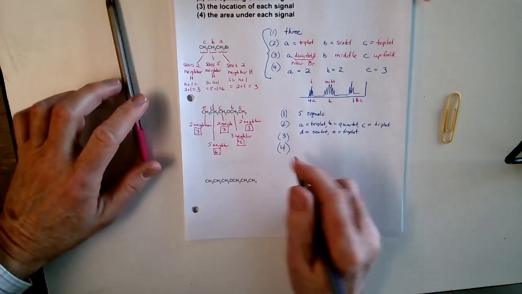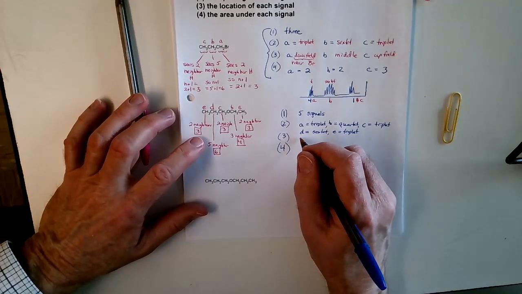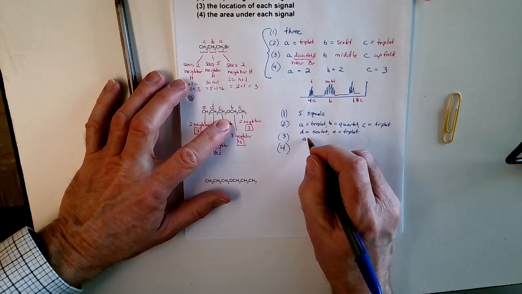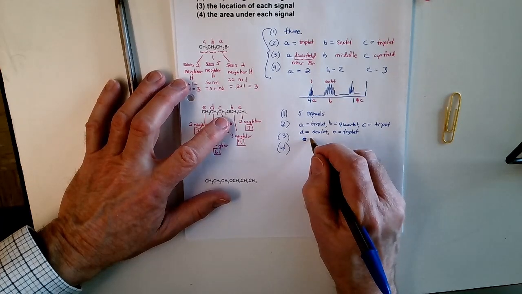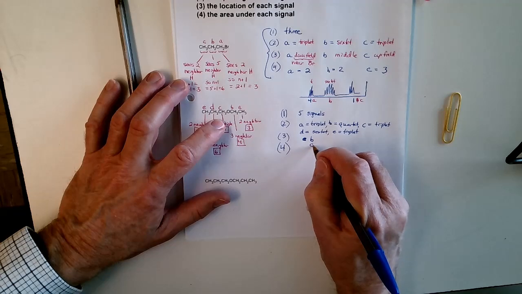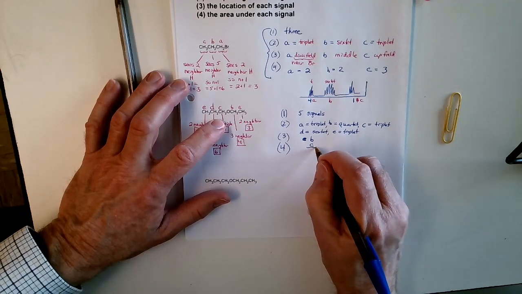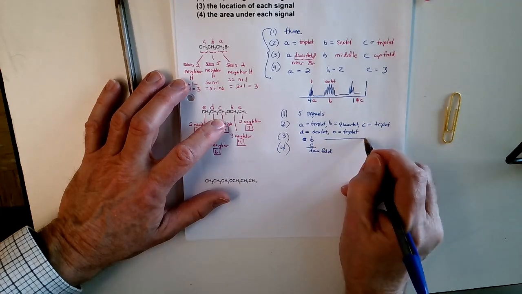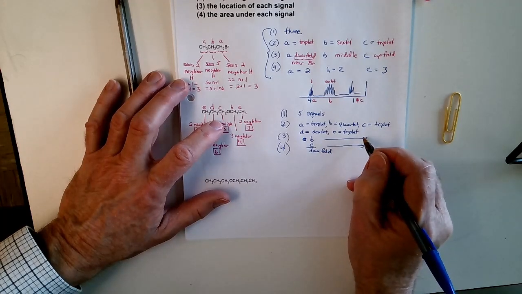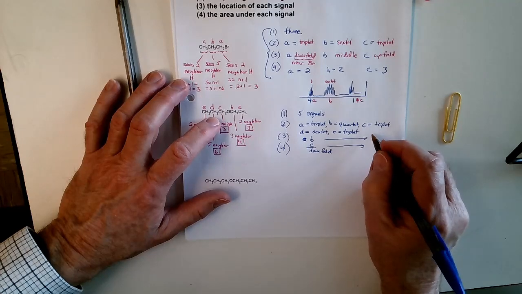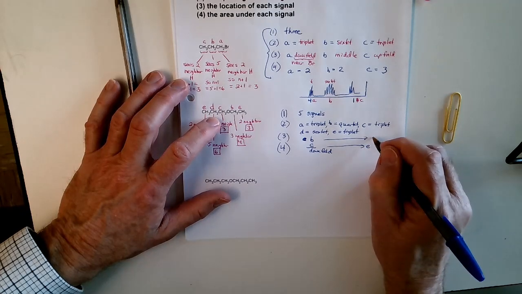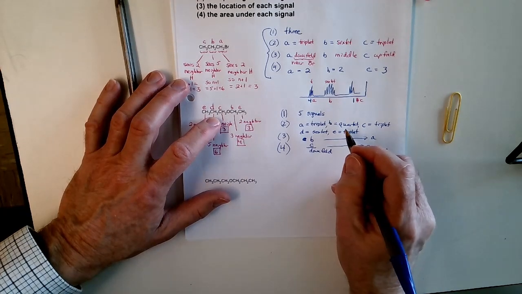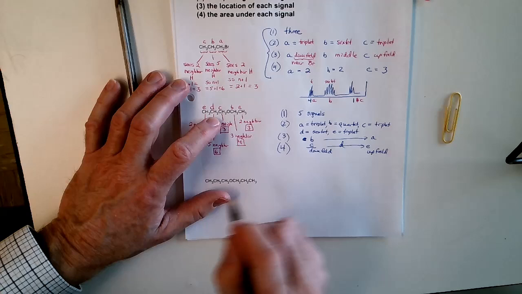Okay, number 3, the location. I'm just going to draw a continuum here. Let's say B and C would be on the downfield side, and then somewhere in the middle you'd have D, and then you would have E and A upfield. Okay, so C somewhere in there.